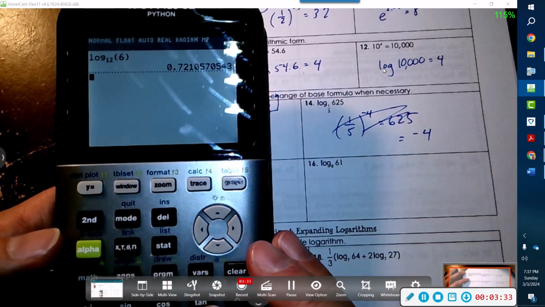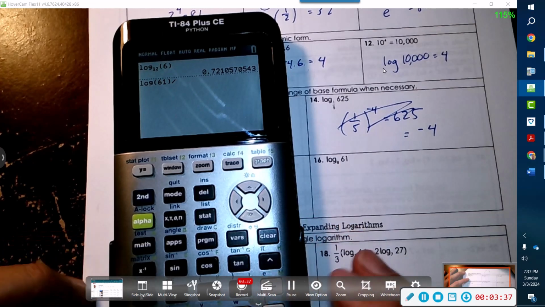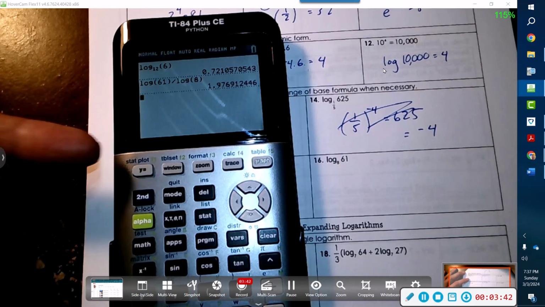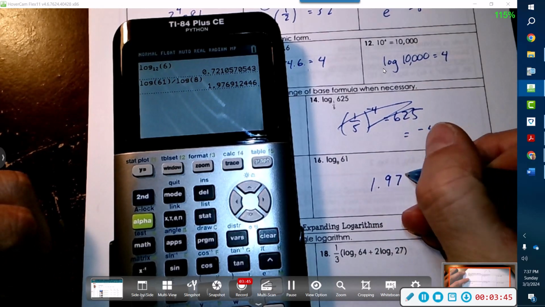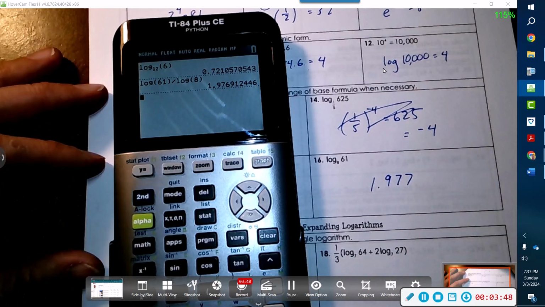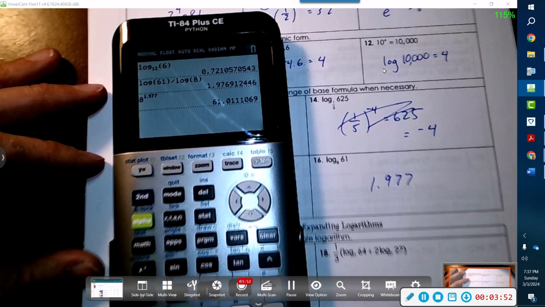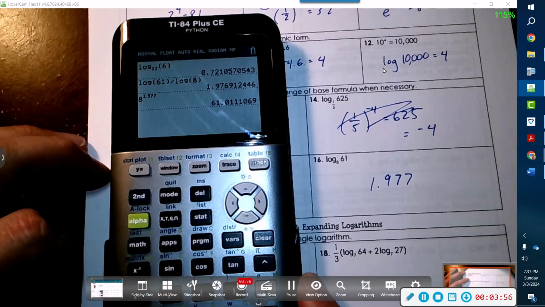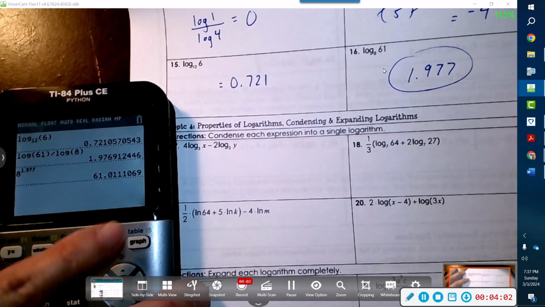And then we've got the, I don't know what's faster, log 61 divided by the log of 8, or going into that submenu. That's up to you. Okay, and that would be 7. Now, what you can do to check is just say, okay, well, 8 to the 1.977 power, there it is, 61.01, okay, because of the decimals. But that's all you've got to do. I'm only going to put a couple of these. There's not a lot of math going on there.